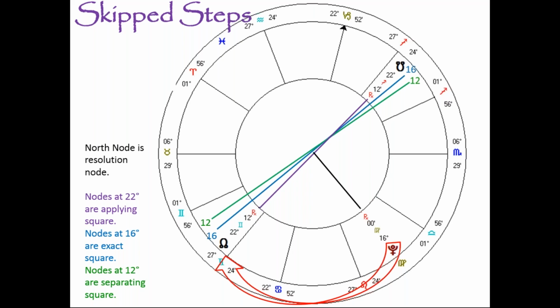Now, having said that, that doesn't mean you can't resolve the skip steps with applying squares, especially when you've got the knowledge of astrology and what it is that you really need to address in regards to that planet skip steps and evolving that planet.